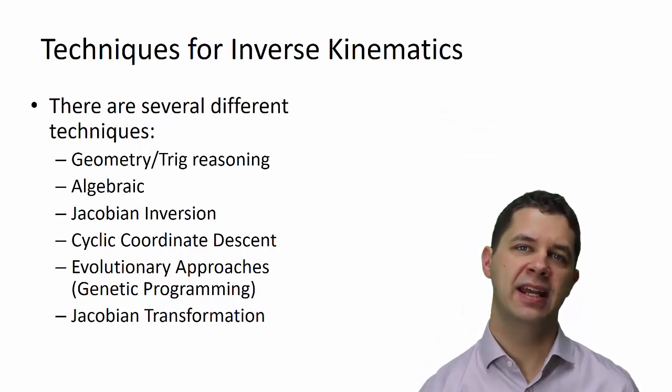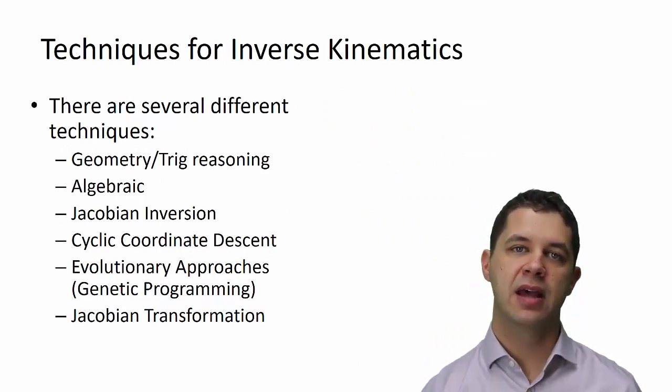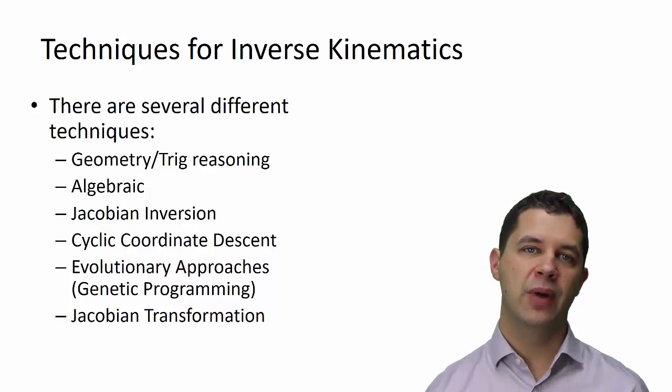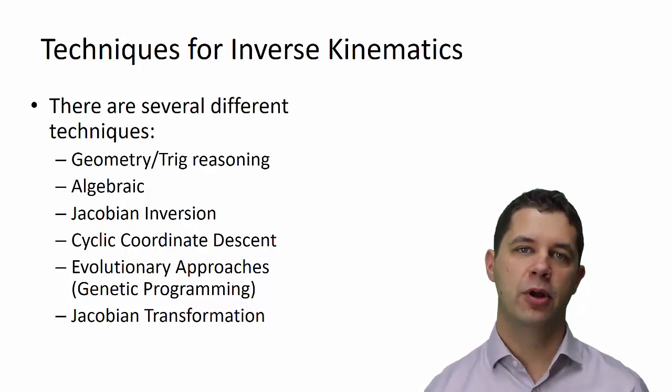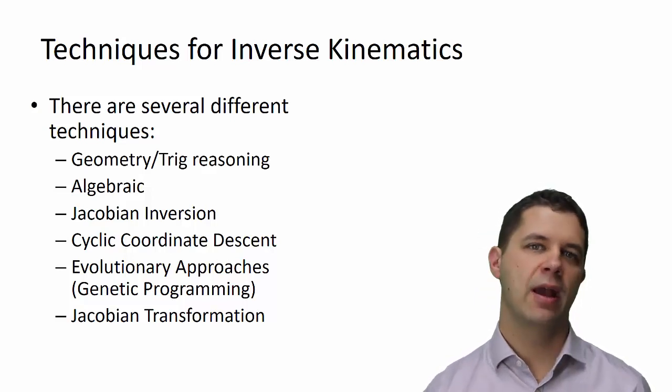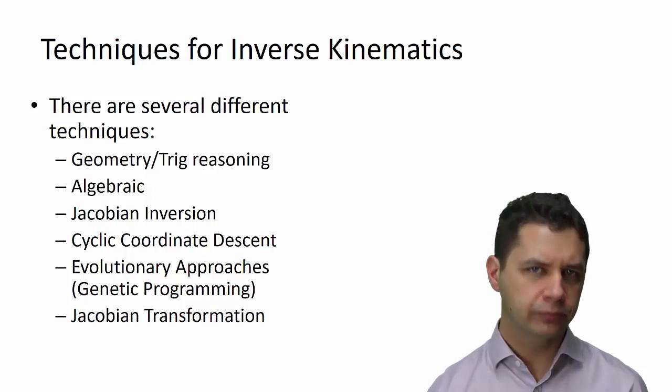Now, there's quite a few different techniques that we can use for inverse kinematics. Here's a few different ones. Fundamental geometry and trigonometric reasoning. That's what we'll do in the next few examples. There's algebraic solutions, iterative ones, Jacobian inversion and Jacobian transformation, cyclic coordinate descent, and evolutionary approaches like genetic programming, evolutionary algorithms, genetic algorithms and things like that.